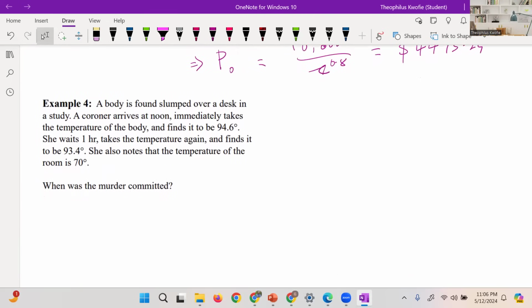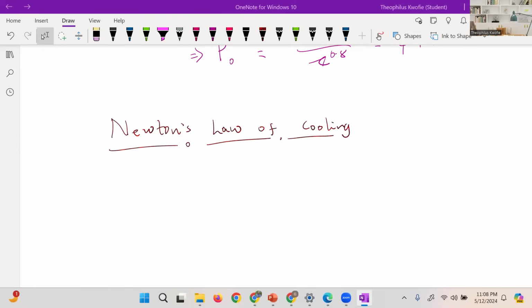All right, so at this point I want us to look at Newton's law of cooling. Newton's law of cooling is one of the most important laws in physics, and it states that the rate of heat loss of a body is directly proportional to the difference in the temperatures between the body and its surroundings. I would want to mention that such a process can be modeled with an exponential function. So please take note.